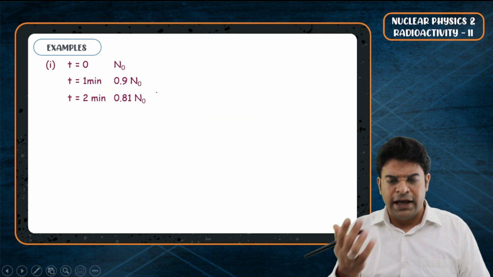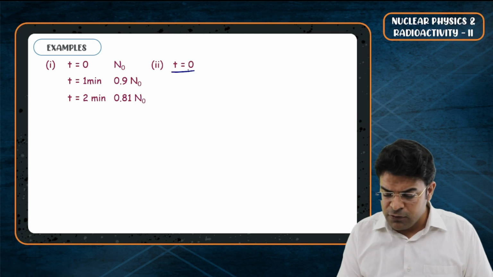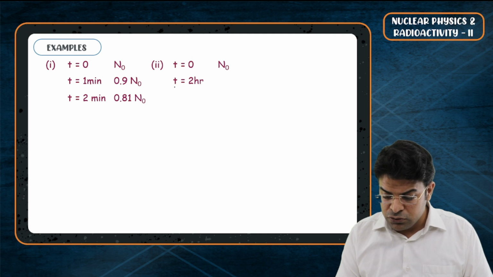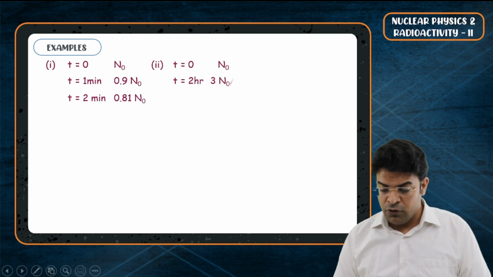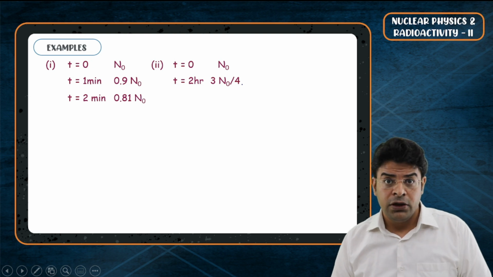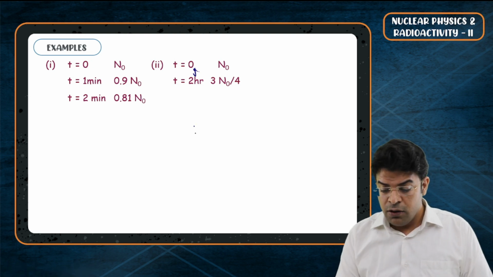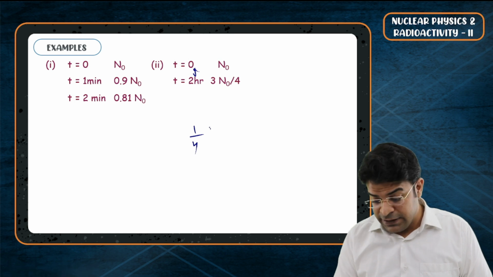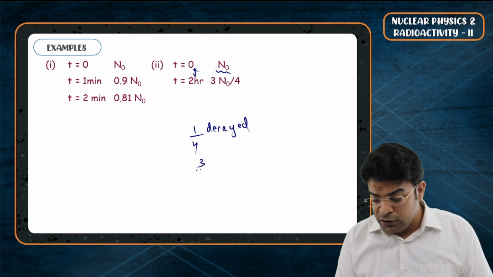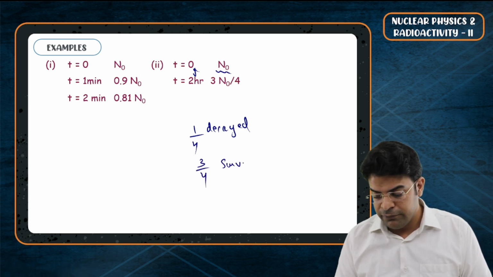Let's take one more example to understand. Let's say at time equals to 0, you had N naught number of active nuclei. At time equals to 2 hours, now you have got 3 N naught by 4 number of active nuclei. So you can say that in 2 hours, 1/4 has decayed, and in a 2 hour time frame, 3/4 of the original have survived.